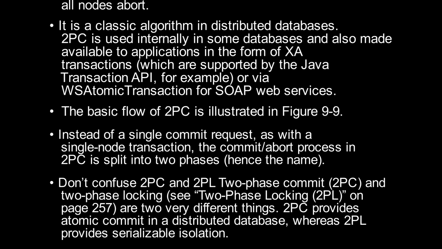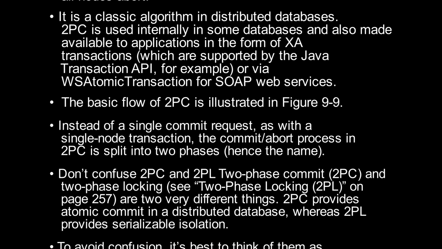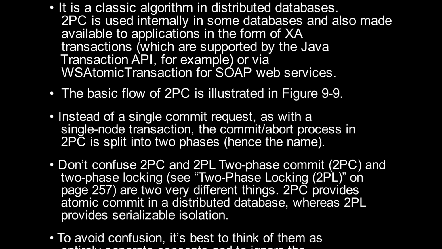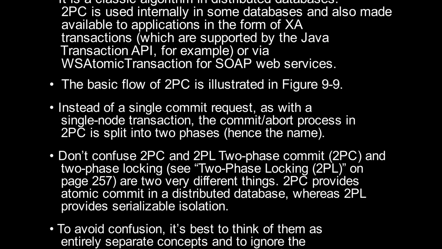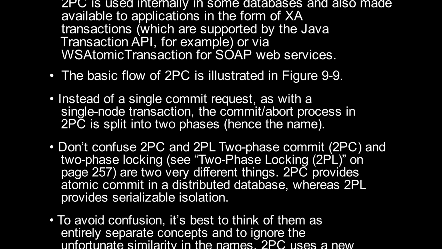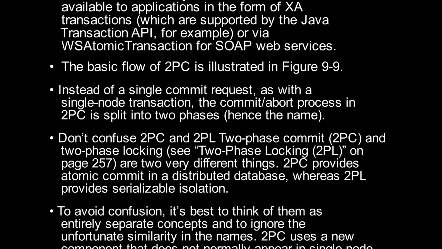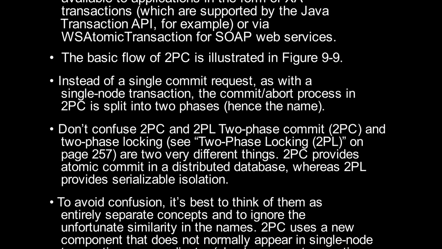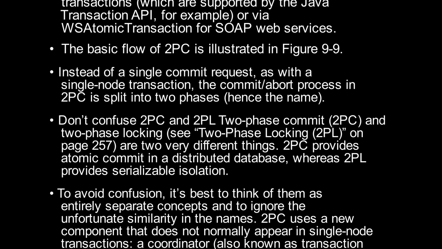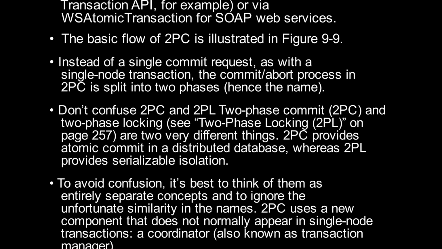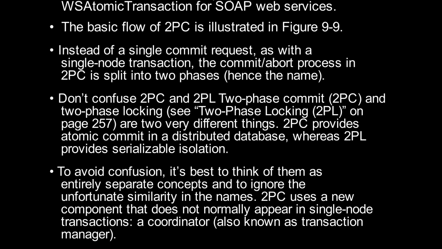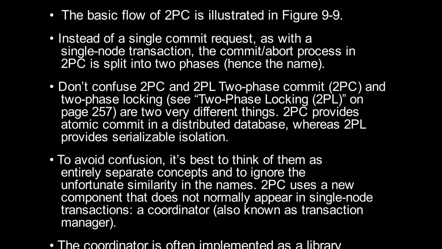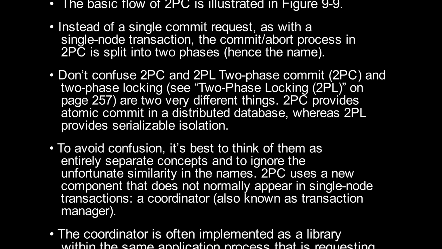Don't confuse 2PC and 2PL. Two-phase commit (2PC) and two-phase locking (see "Two-Phase Locking (2PL)" on page 257) are two very different things. 2PC provides atomic commit in a distributed database, whereas 2PL provides serializable isolation. To avoid confusion, it's best to think of them as entirely separate concepts and to ignore the unfortunate similarity in the names.